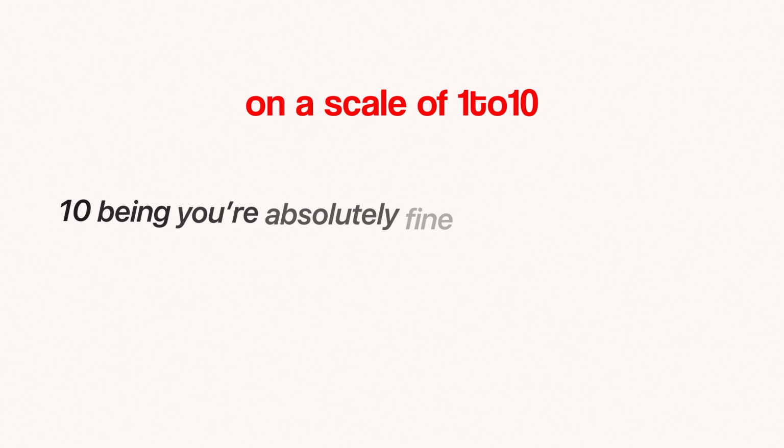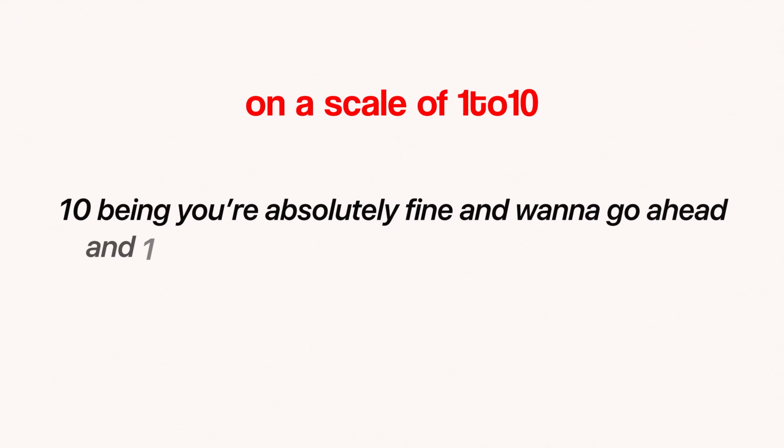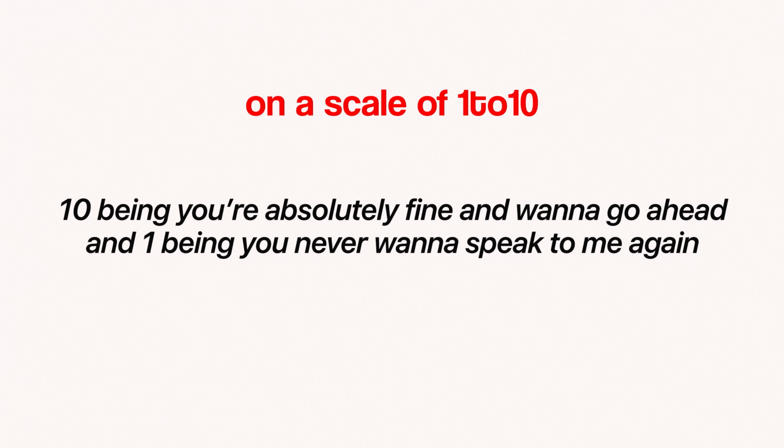The first one I always do on every call is the 1 to 10 truth close. Near the end, once I've explained everything, I say, on a scale of 1 to 10, 10 being you're absolutely fine and we want to go ahead, and 1 being you'd never want to speak to me again, I make a little joke, whatever. You say to them, where are you on this scale? They'll say 7.